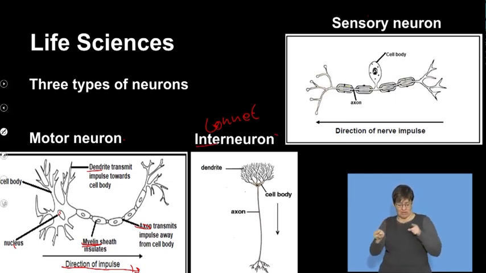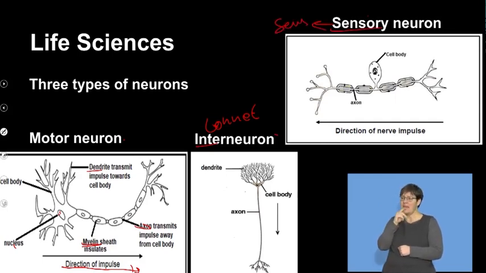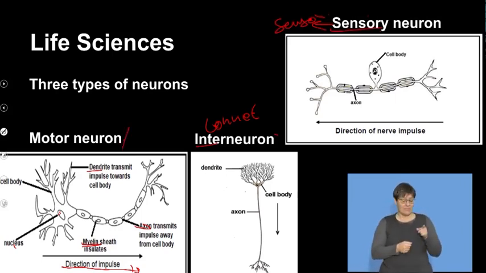The sensory neuron, the word sensory, you will remember from the sense organs. It takes the impulse to the spinal cord. Then the motor neuron takes the impulse to the effectors. These are the three types of neurons that you need to know.